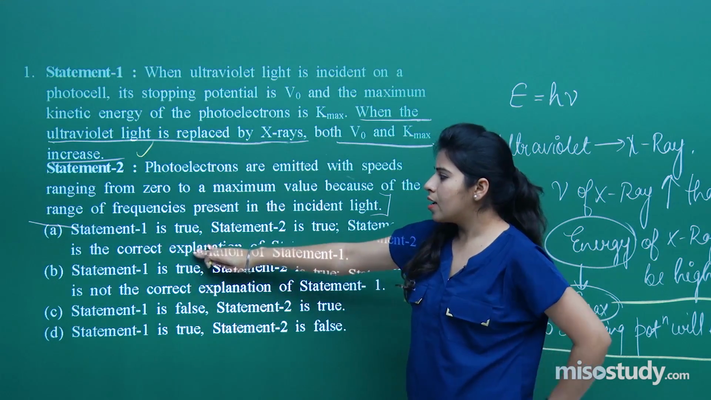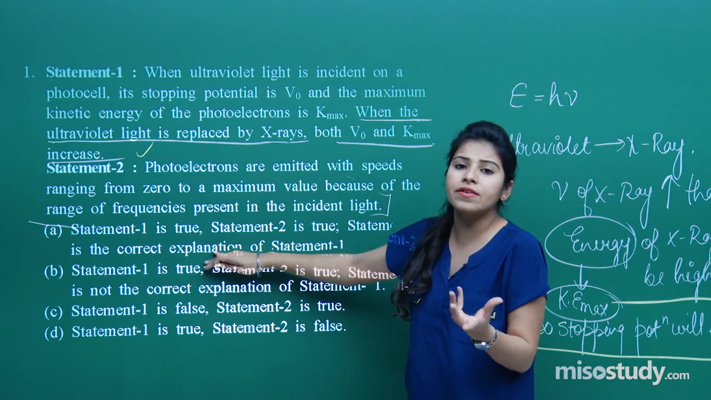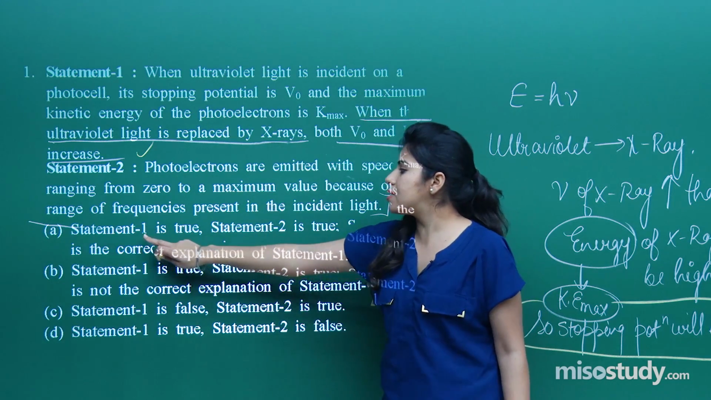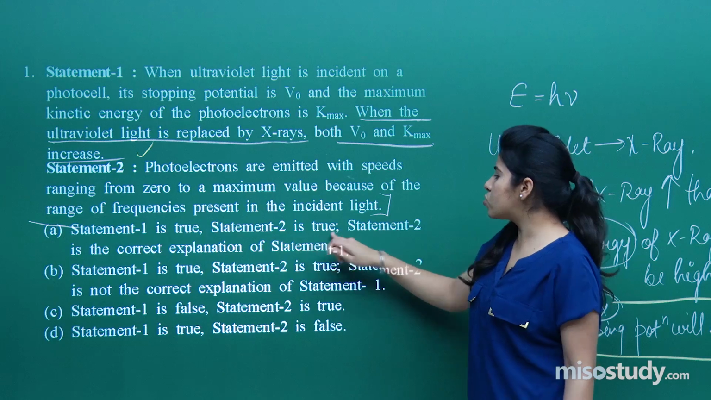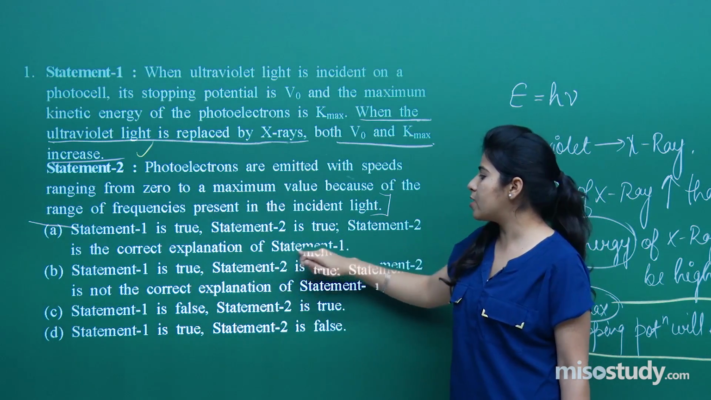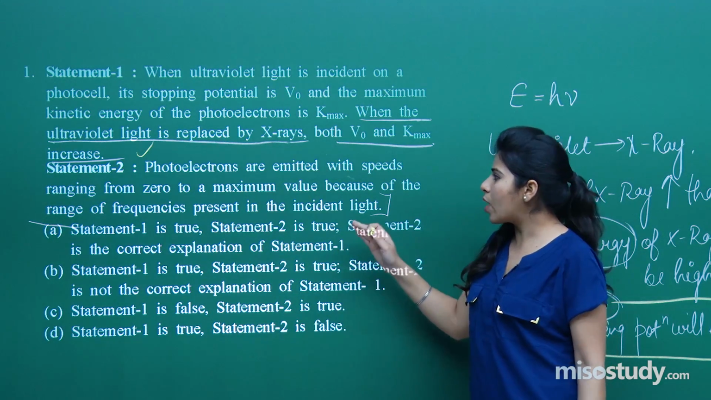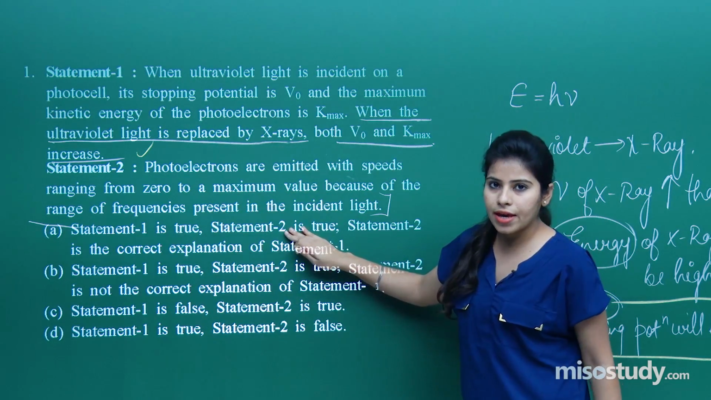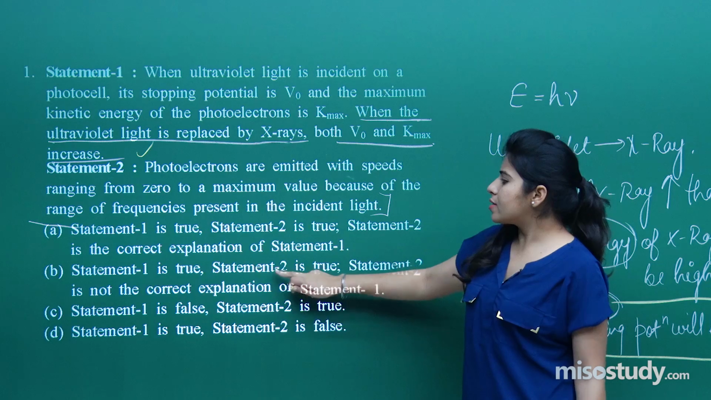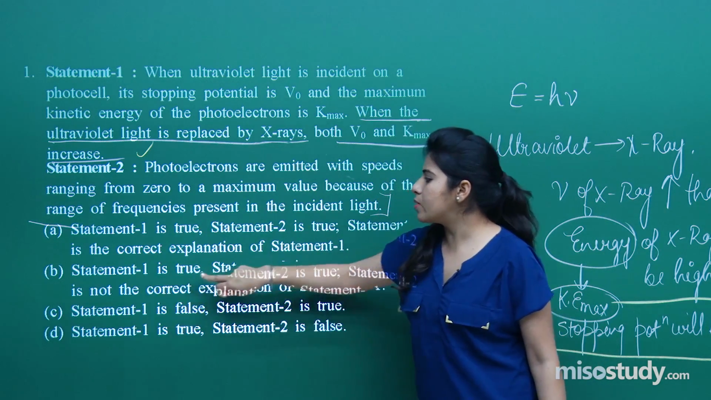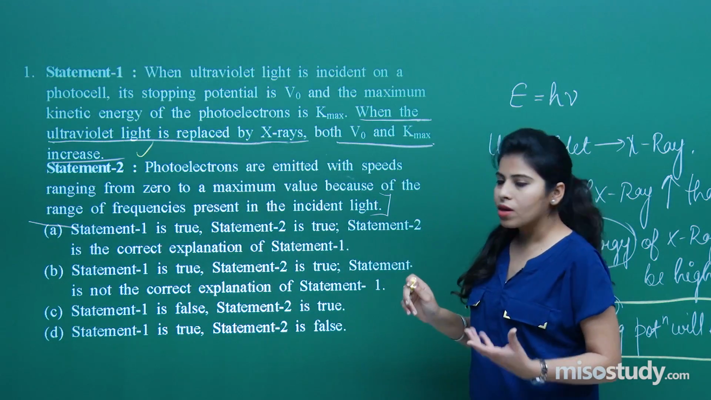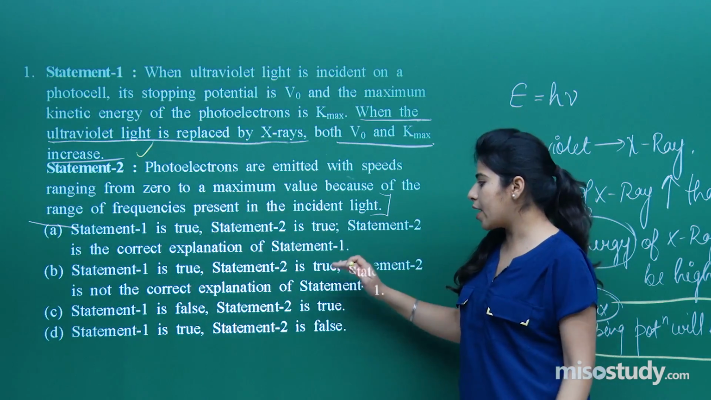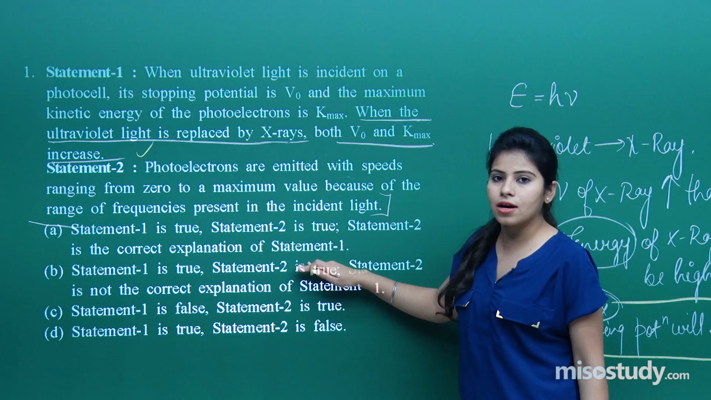Now let us see and ignore those options which are irrelevant for us. In option 1, statement 1 is true, statement 2 is true, and statement 2 is the correct explanation of statement 1. Right now we are not aware of statement 2, so we will not touch this option. In the second case, statement 1 is true, statement 2 is true. I know that statement 1 is true, but I don't know about statement 2. So again, I will not touch this option.